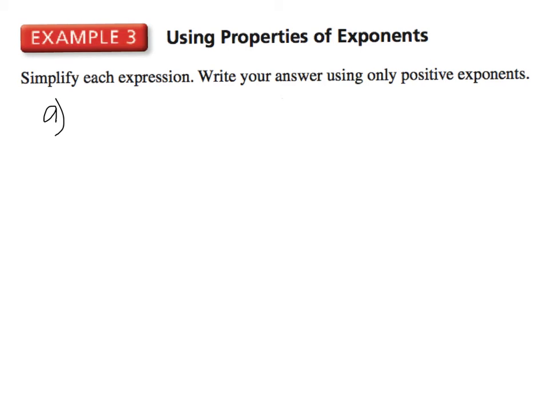So let's do example A. 3 squared times 3 to the 6th. Since we have the same base, we add the exponents. That's the product of powers property. So that gives me 3 to the 8th power. Now, we'd actually not write that as our answer. We'd go one step further and actually figure out what that is. 3 to the 8th power gives us 6,561.